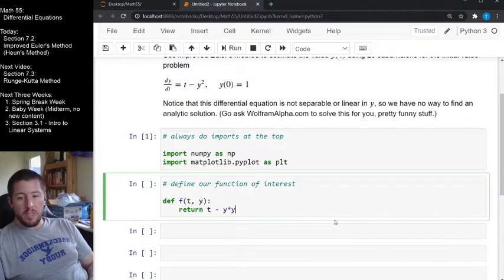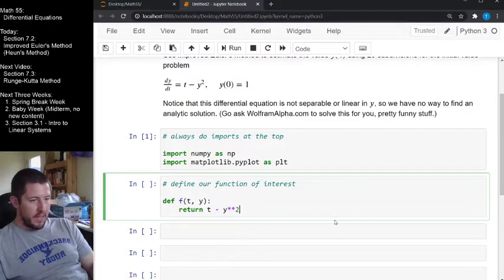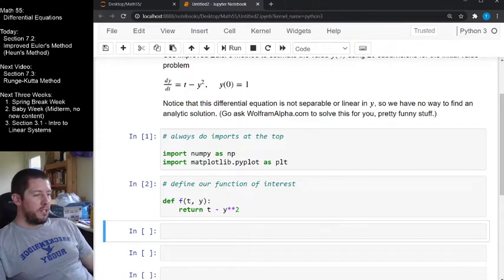Or you know, that's the same thing: y times y is y squared. Actually, funny little Python note, it's more efficient computationally to do y times y than to do y squared, but I also feel like that introduces some extra thinking, and I'd rather not have to think right there. So anyway, there is my function of interest. f of t, y is t minus y squared.